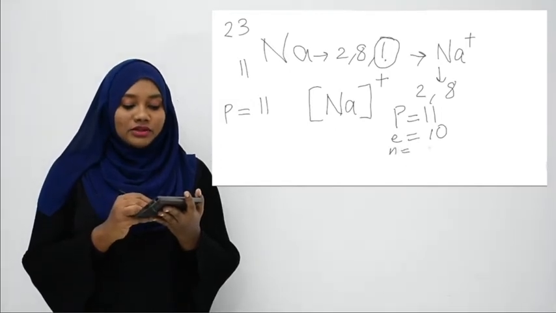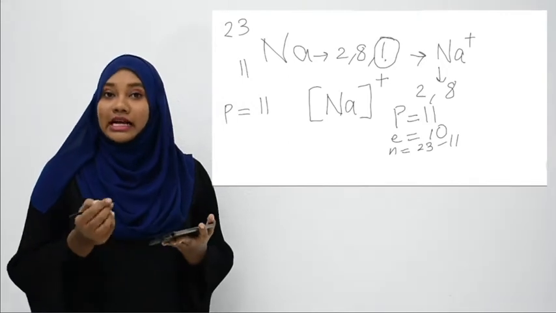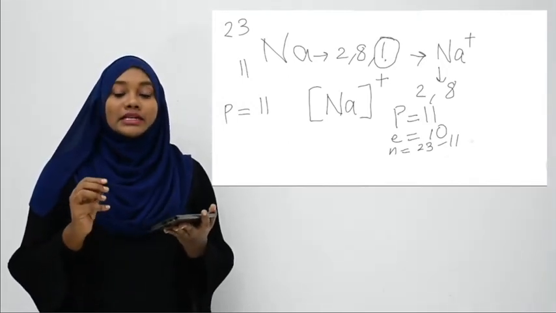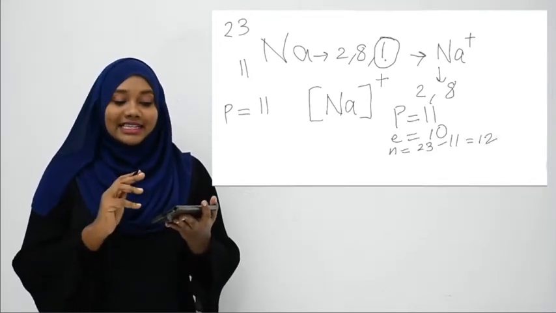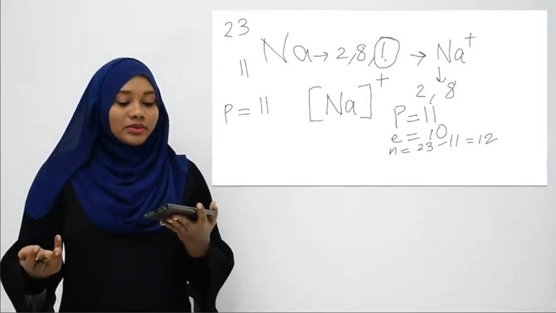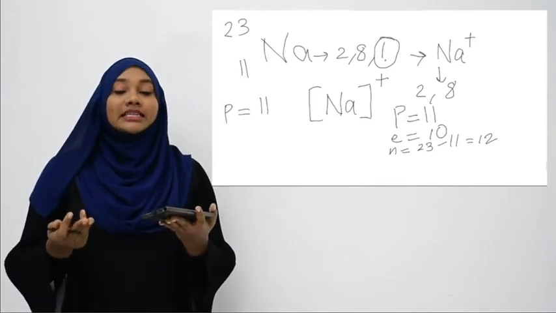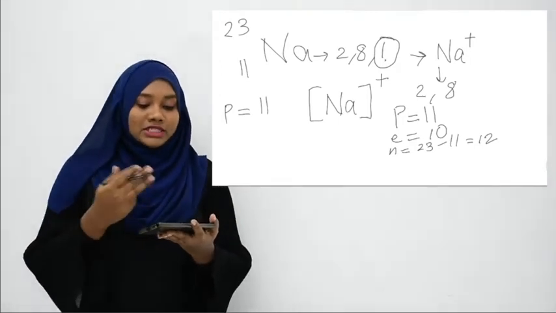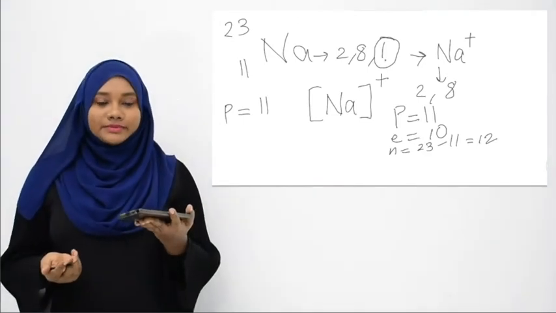And the number of neutrons would be 23 minus 11. Do you have your calculator with you? Take out your calculator and calculate. What is the value? Yes, it's 12. So basically, the atoms and ions will have the same number of protons and neutrons, but the number of electrons could be different. Okay?